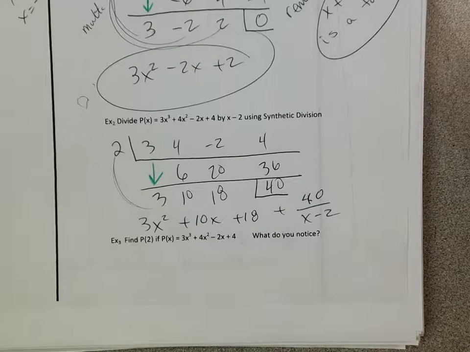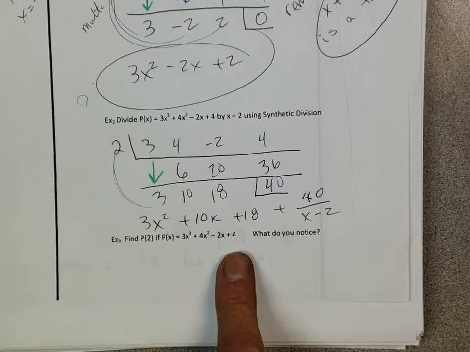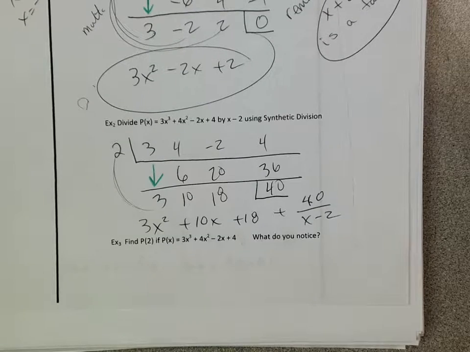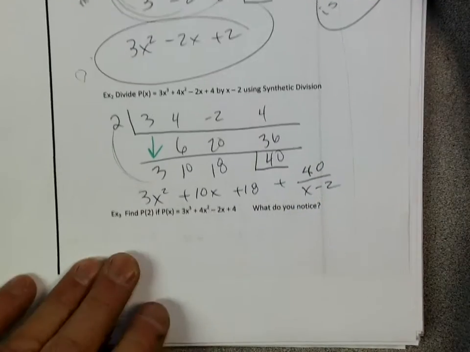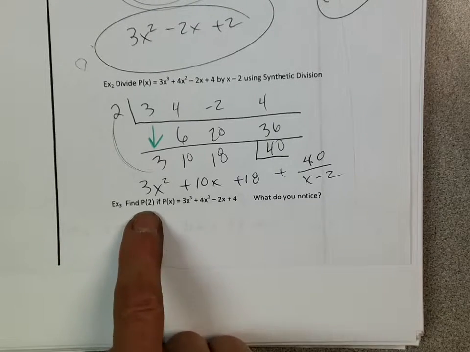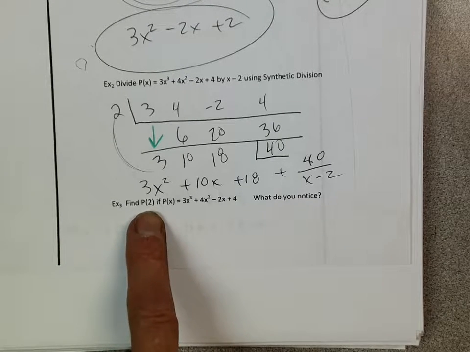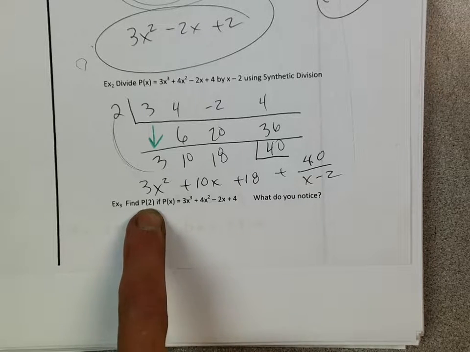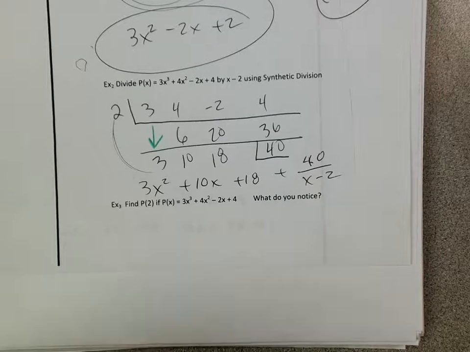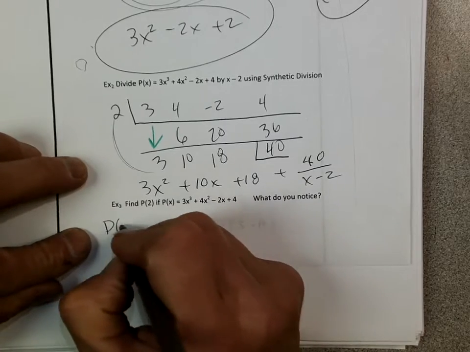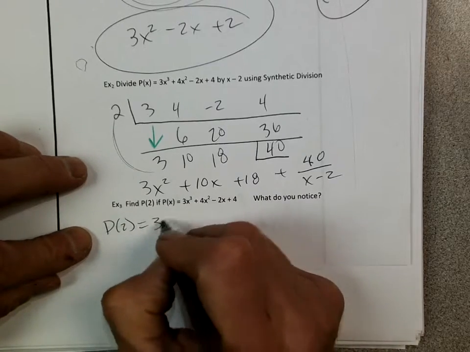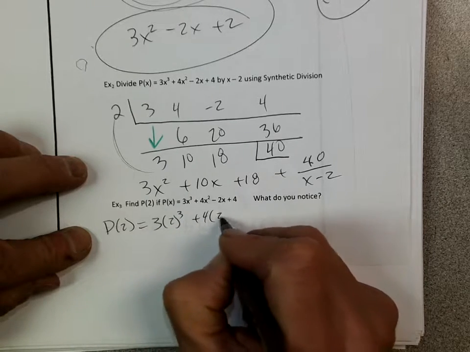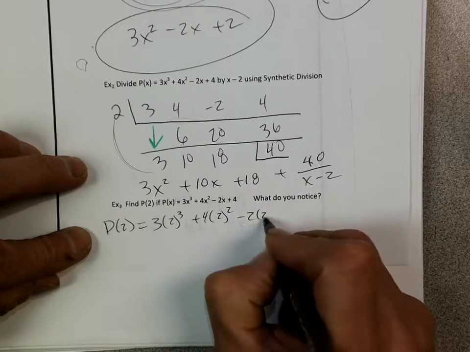Nice. On number 3, do you plug in the 2 after you do it all? No. Before, okay? Example 3. So example 3 says P of 2. We're not going to divide. P of 2. What does P of 2 mean? Plug it in. So we're going to go P of 2 is equal to 3 times 2 cubed plus 4 times 2 squared minus 2 times 2 plus 4.